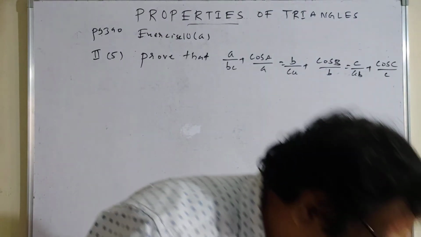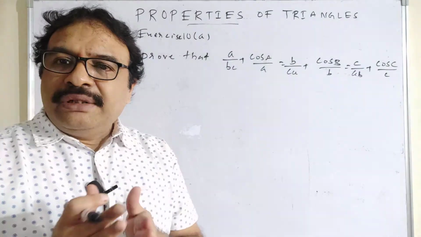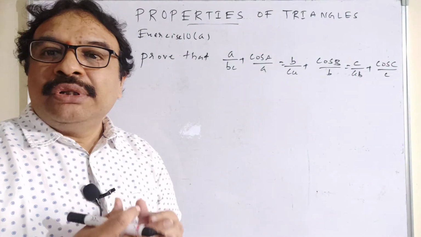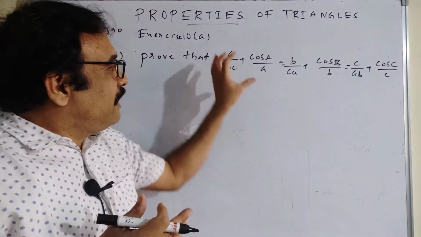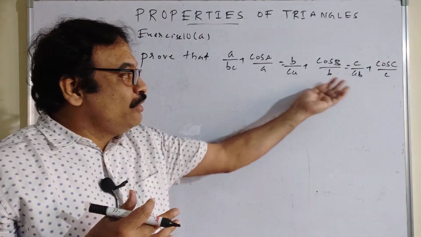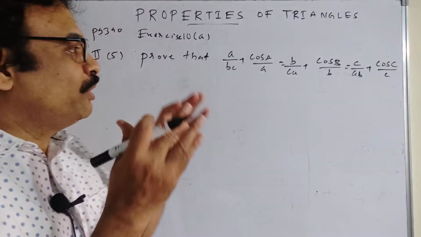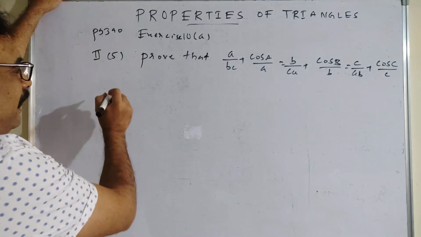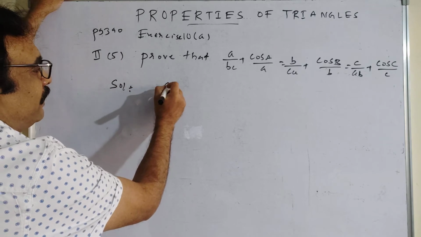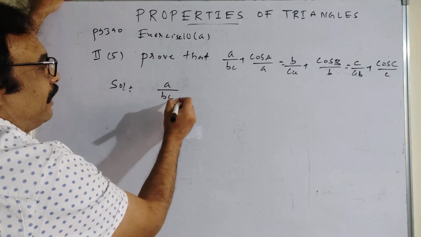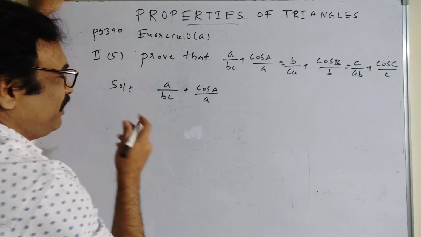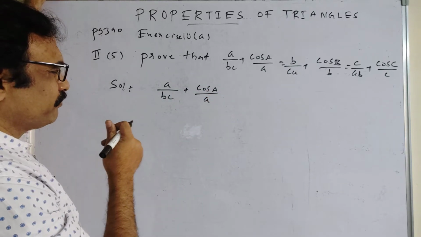In the question you can't prove this side equal to that side directly. What I'm going to do is first deduce one result from this, and the rest of the two you are going to solve and prove the same result. For example, I'll try to solve this one: a by bc plus cos A by a.